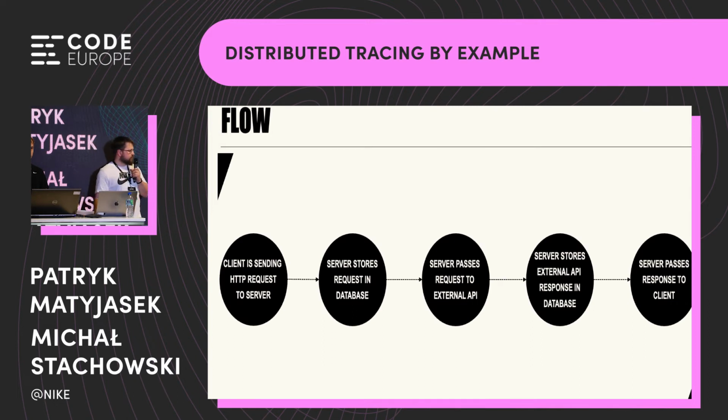And the flow is very simple. The client is sending a request to the server. The server is storing this data in the database and is passing it through to the external API. The response from the external API is also stored in the database and returned to the client.